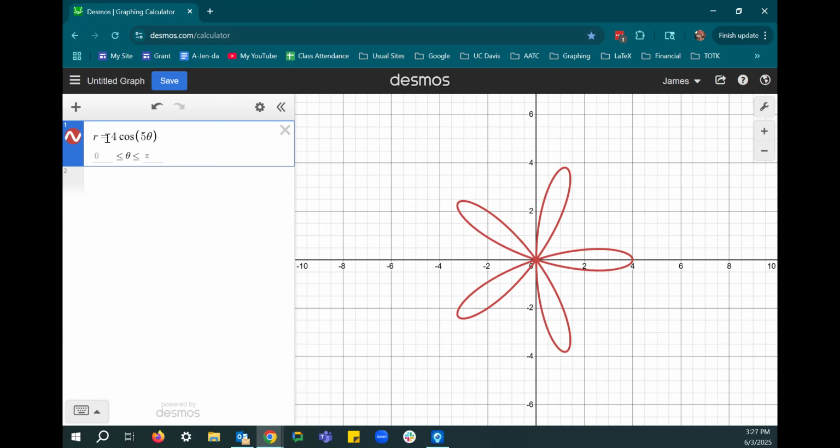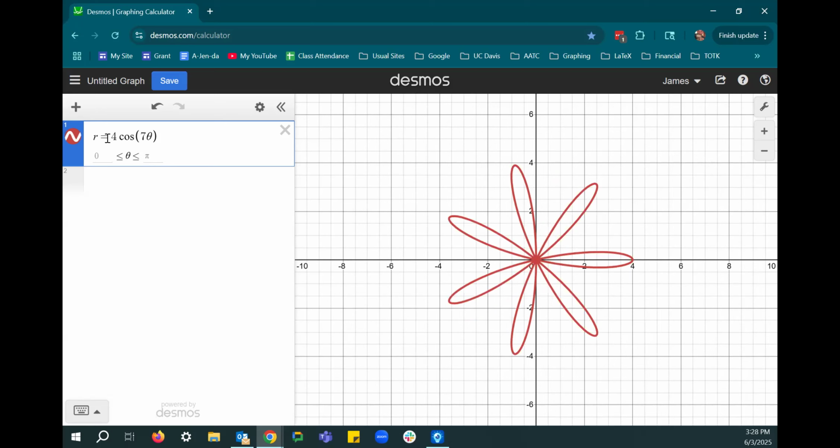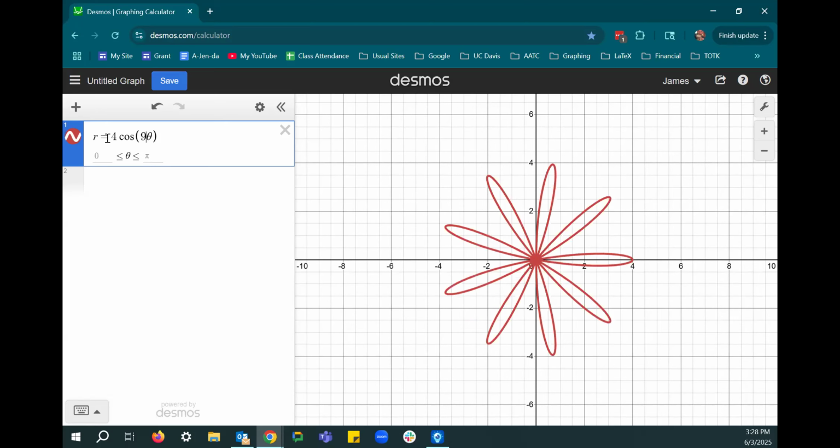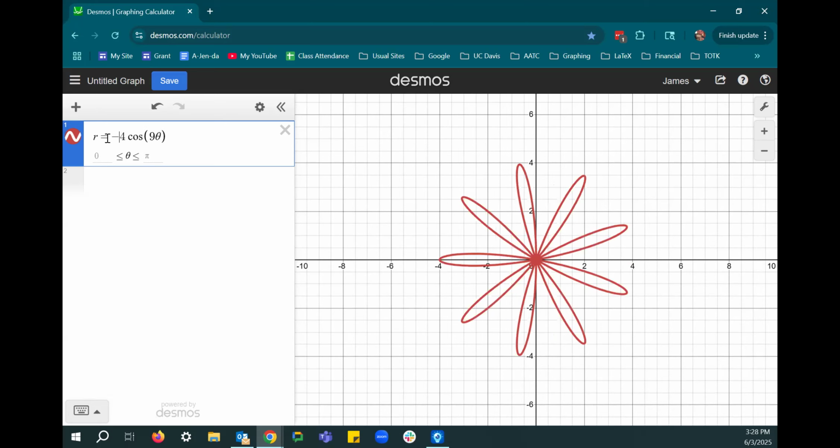So one thing I'll point out is all of the odd-petaled cosine graphs always have their on-axis petal on the positive x-axis, whether it's cosine of 5 theta or 7 theta or 9 theta. The only petal that is on an axis, and when I say on, I mean the axis is splitting the petal in half, is the one on the positive x-axis. If you wanted to have the petal on the negative x-axis, you would need to put a negative sign in front of this whole thing. And then you would totally get that.